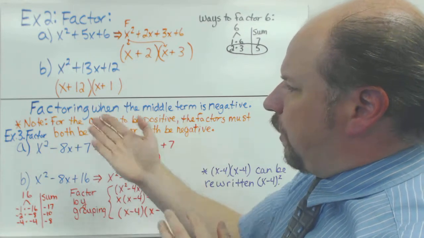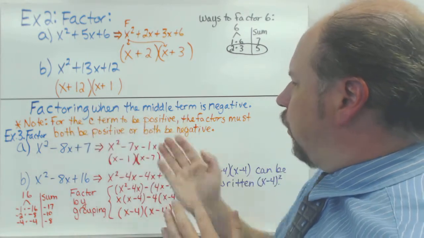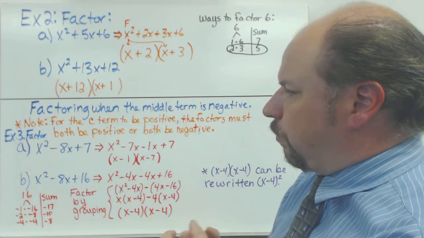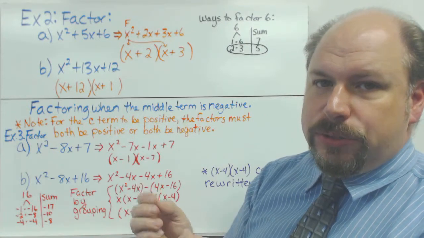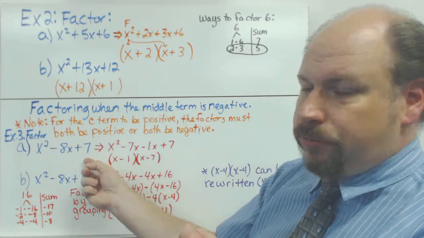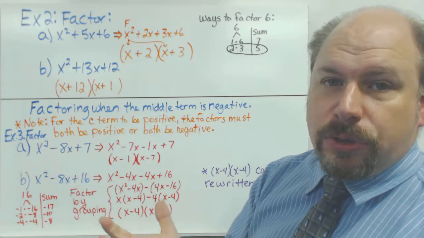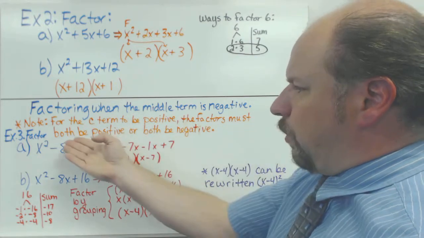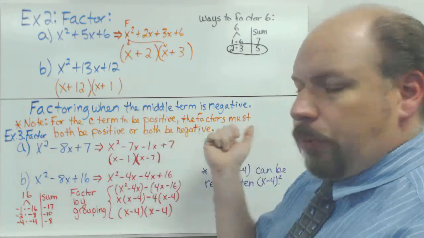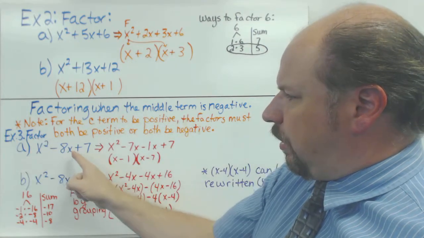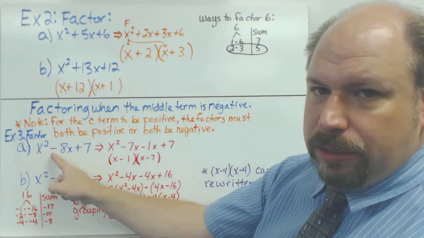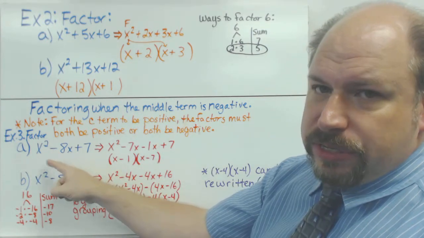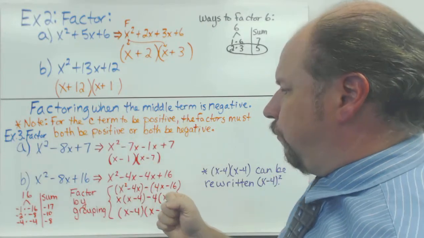Okay, maybe a little more complicated example now: factoring when the middle term is negative. If you think about this, for our middle term to be negative, we need two numbers that multiply together to be positive, but when they add together are negative. So they must both be negative in that case. For the c term to be positive, the factors must both be positive or both be negative. So if the middle term is negative, both of our factors are going to be negative. If the middle term is positive, both of our factors are going to be positive.